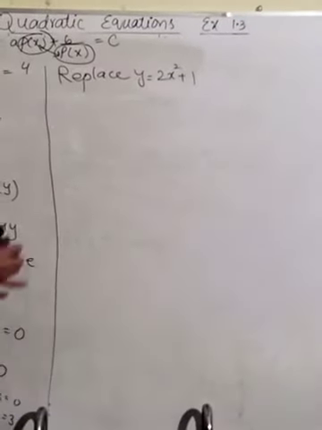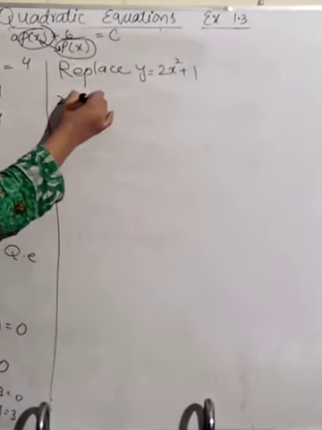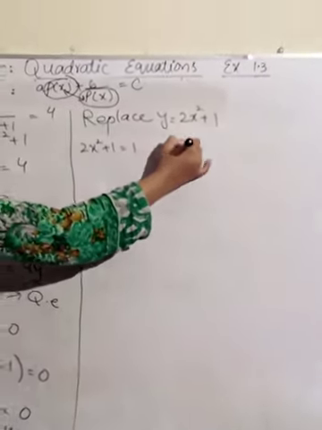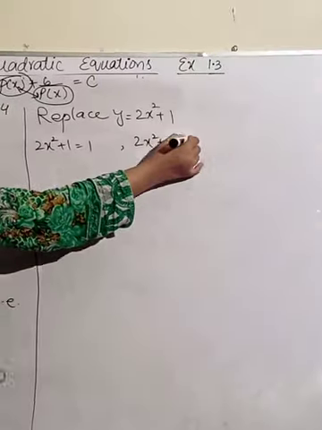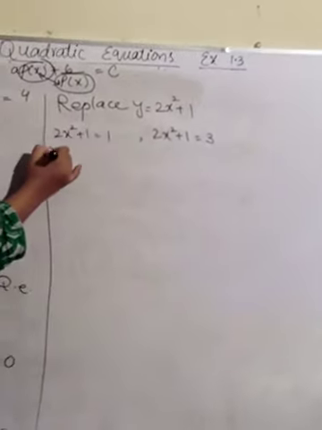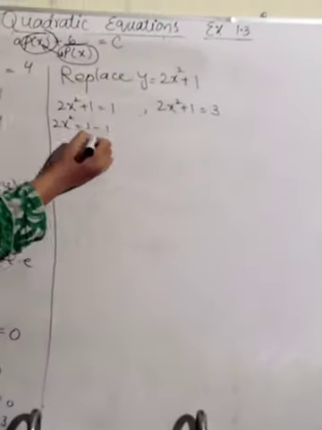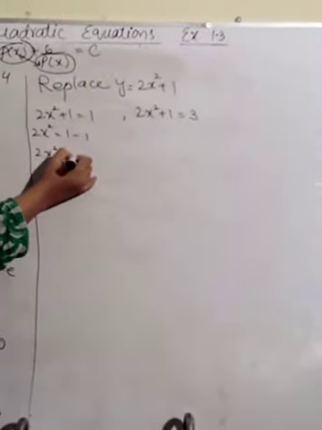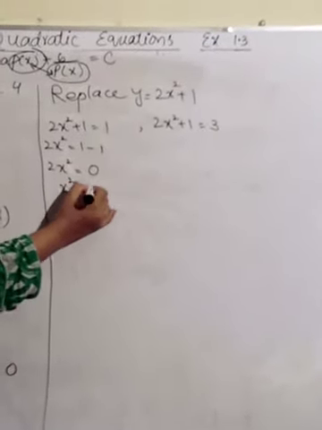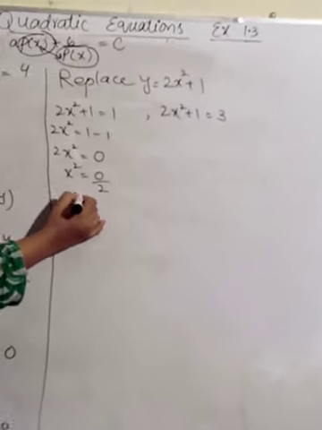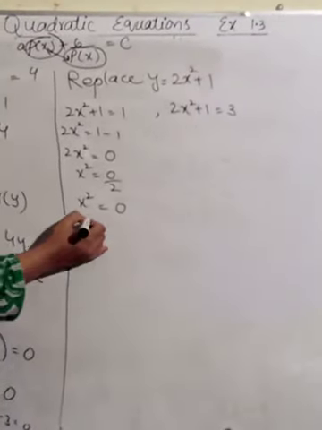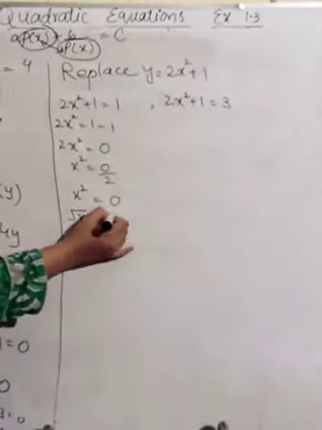Now what would be there? One time 2x square plus 1 is equal to 1, and the second time you will have 2x square plus 1 is equal to 3. Okay. Now simplify it. It's plus 1; when it is shifted to the other side, it would be 1 minus 1. 1 minus 1 is left as 0. 2 is multiplied, so taking it to the other side, what will it be? Divide. After dividing, what will the answer be? 0. When you take the square root of x square, what answer will you have? That is equal to 0.